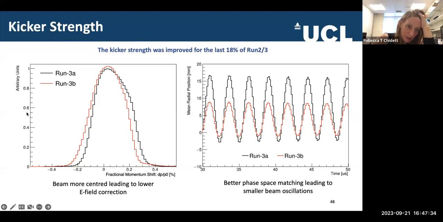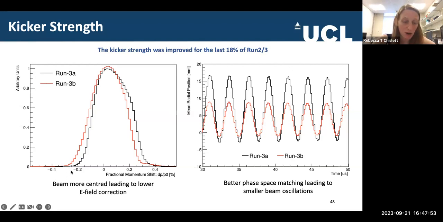There was also a lot of work done on the kickers. So in run 1, the kickers weren't kicking quite as hard as we'd like, which meant that the beam wasn't going quite centered in our storage ring. And this is shown in the plot on the left.